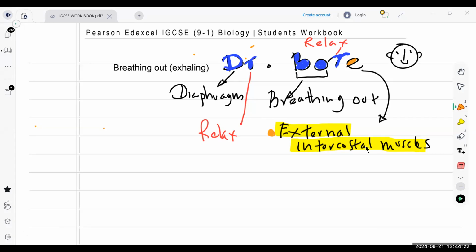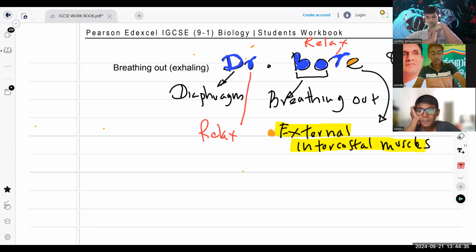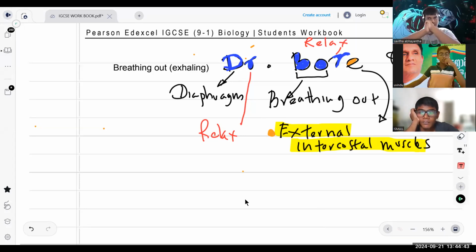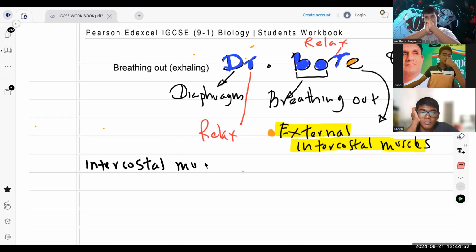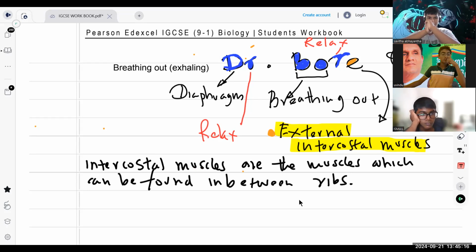Right, we are going to write here now. Intercostal muscles are the muscles which can be found in between ribs.